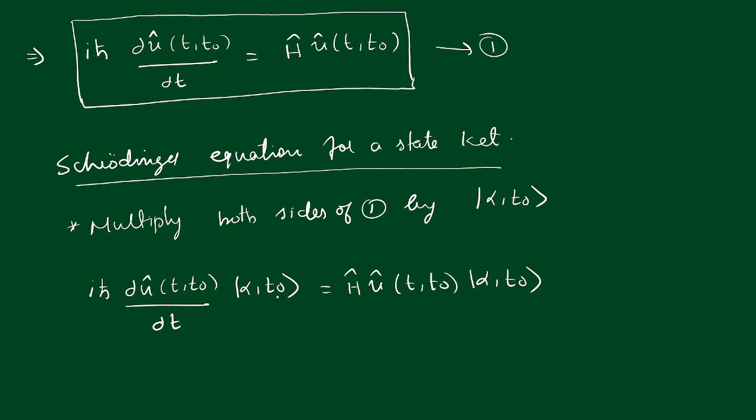Now, alpha comma t0 does not depend on time, right? It's set to a fixed time t0. So this means that you can take it inside. This is a partial derivative with respect to time, so it's fine, you will be able to combine these terms together.